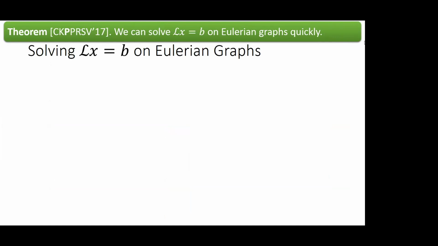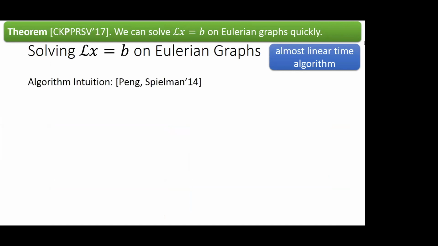Okay, so now we're going to talk about how we actually solve Lx equals b on Eulerian graphs. The algorithm is an almost linear time algorithm, meaning it depends only logarithmically on things like the number of nodes in the graph, the mixing time or equivalently condition number of the graph, and so on. And the intuition for this algorithm comes from the Peng-Spielman 2014 algorithm.